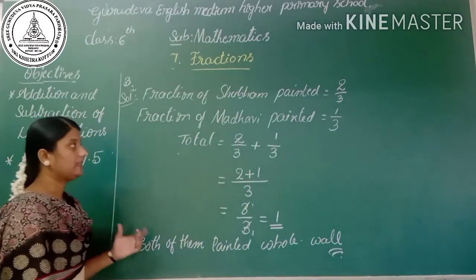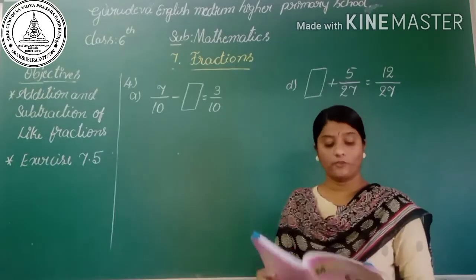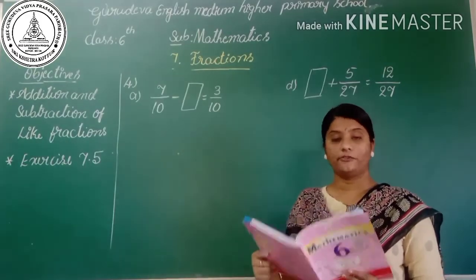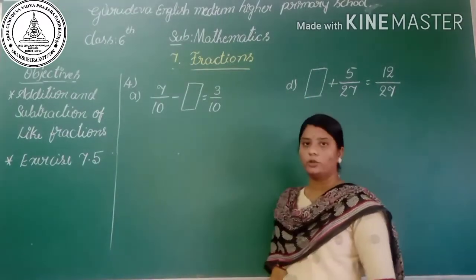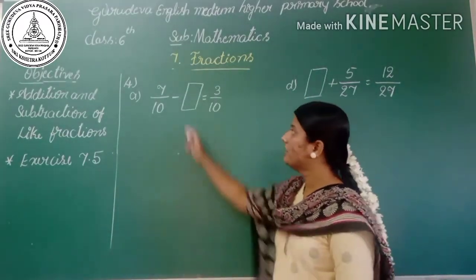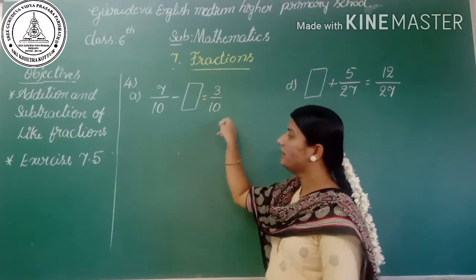Okay, is it clear? Yes. Then let's go to the fourth question. The fourth one is filling in the missing fractions. Here they are given four questions, and I have taken two. In the first question, 7 by 10 minus blank is equal to 3 by 10.